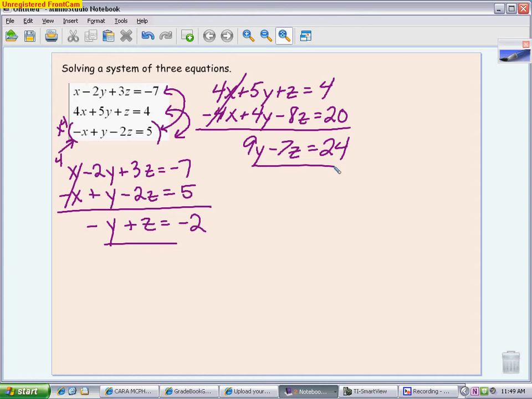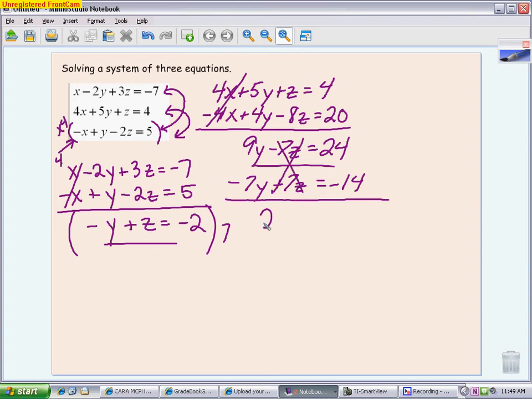When I look at these two, really you could go either direction. Let's multiply this whole line by 7. What that does is it makes my z a 7z, which is the opposite of the negative 7z over on the other line. So when I do that, I get negative 7y, positive 7z, and negative 14. Your z's have been eliminated. You have 2y equals 10, which now tells you that y is 5.